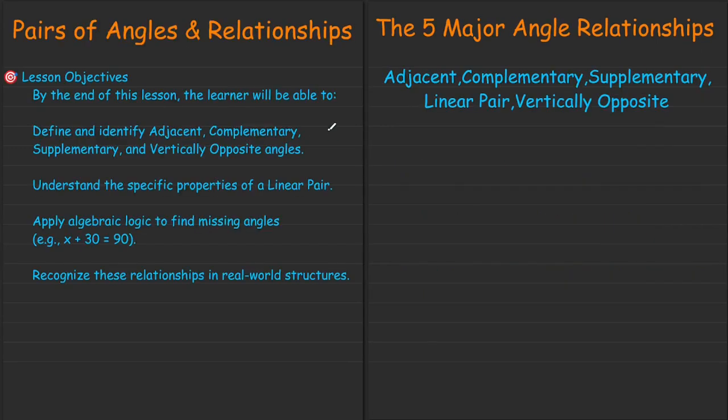So we'll start by looking at the 5 major angle relationships. Talking of these 5 major angle relationships, we'll be looking at adjacent angles, complementary angles, supplementary angles, the linear pair, and the vertically opposite angles. We will define all of them, and then I will give you a visual representation of them. And then at the latter part of this lesson, we'll solve some questions in relation to them.